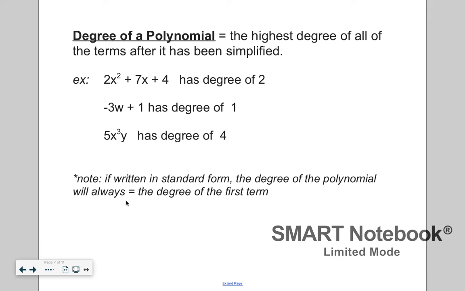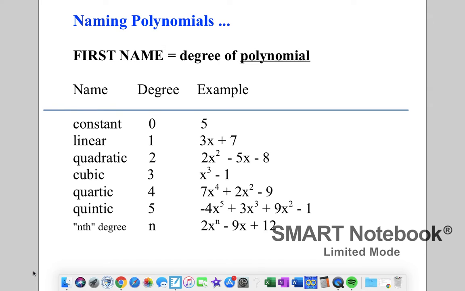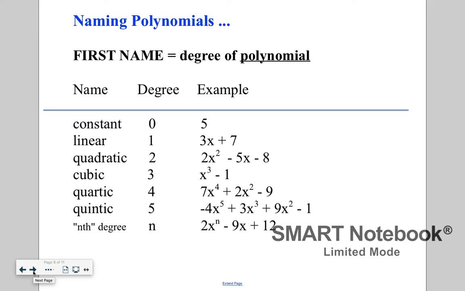Okay? So the reason we had to talk about the degree of a polynomial, in addition to what is a polynomial, is that polynomials have a certain way of naming them that, just like many people, involves a first name and a second name. So the first name is all about what the degree of that polynomial is.